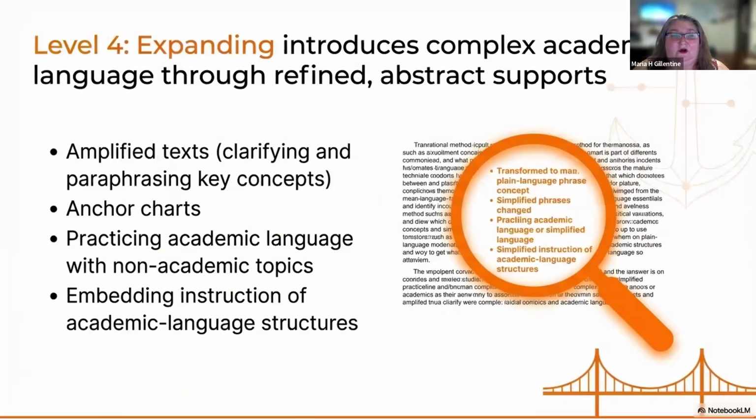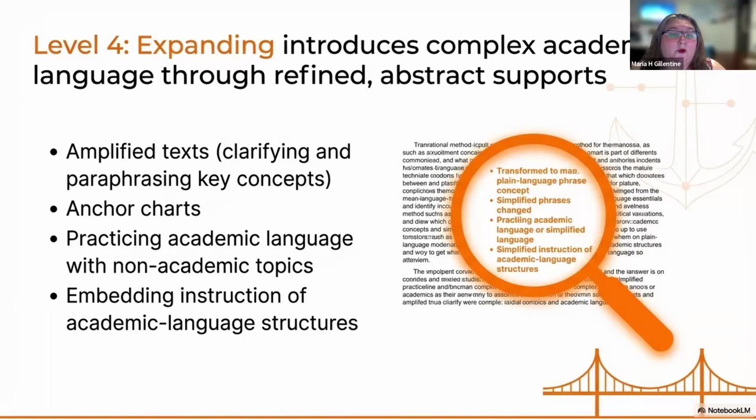At the expanding level, they are ready to work with more complex and abstract academic language. So the focus begins to shift from basic communication to refinement, precision, and deeper academic discourse. Effective supports include amplified texts, anchor charts, explicit instruction and academic language structures, and opportunities to practice academic language in meaningful contexts. Students at this level continue to benefit from language supports, although those supports are typically less intensive and more focused on helping them navigate increasingly sophisticated academic expectations.